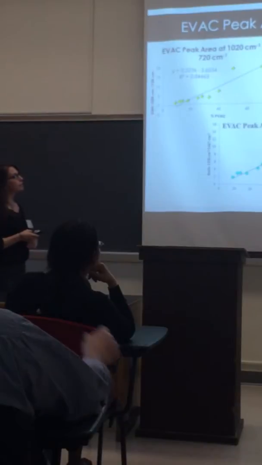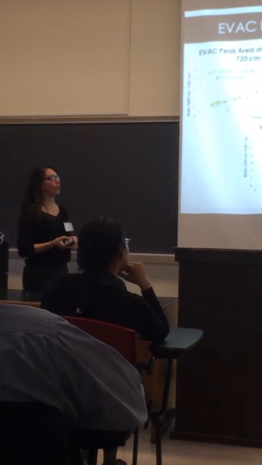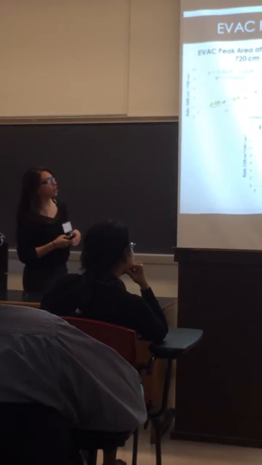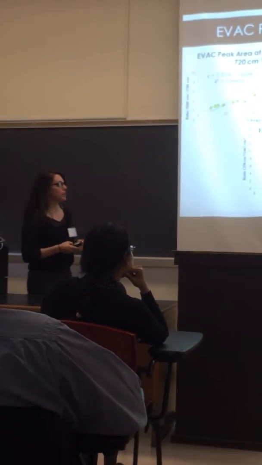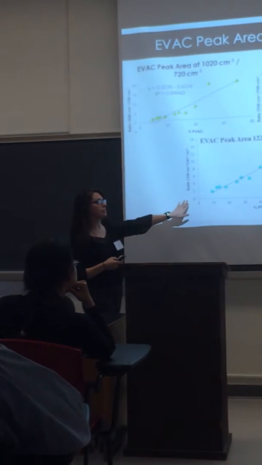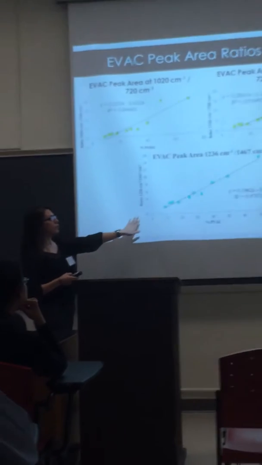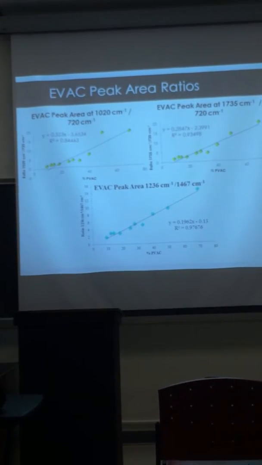Looking at these 3 graphs, for the first area ratio, we only got a correlation coefficient of 0.84. For our second ratio, it got a little better with a correlation coefficient of 0.93. But as you can see in this graph, using the ratio for 1236 and 1467 reciprocal centimeters, we got a correlation coefficient of 0.98.